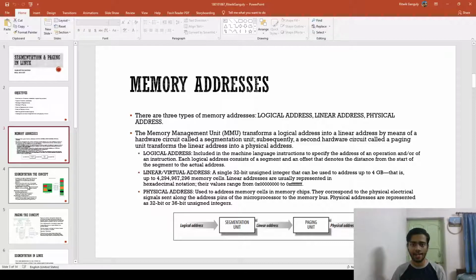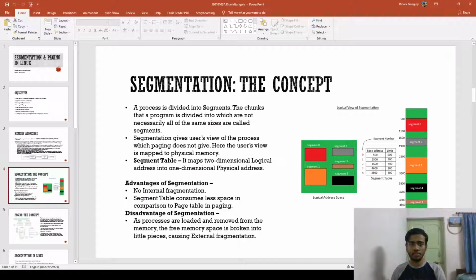Now that we have an idea about the three types of memory addresses, let us see what the concepts of segmentation and paging actually are. In segmentation, a process is divided into chunks of memory called segments. The chunks that a program is divided into do not necessarily need to be of the same size. So where does segmentation come into play? When we have a large process but we don't have that much memory in the physical address space in a contiguous way, we divide the process into various segments and then allocate the segments to the physical address space. That is what a segment table does, and the process is called segmentation.